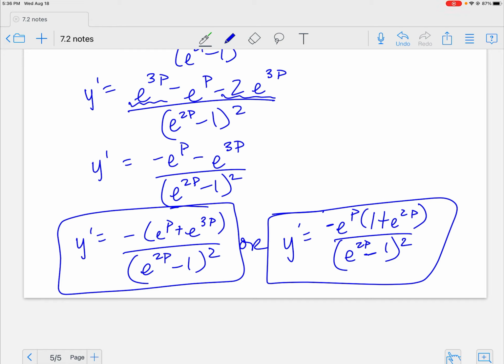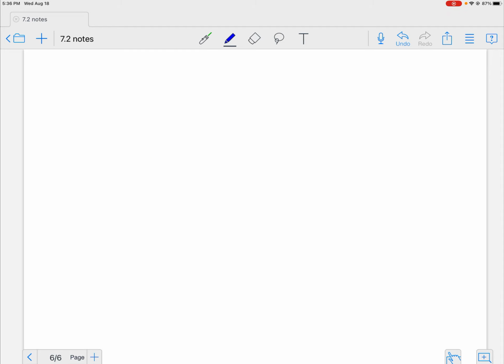Is there something you can do to cancel, simplify, make this look nicer? That's what you're looking for there. All right? Okay, let's do some more.